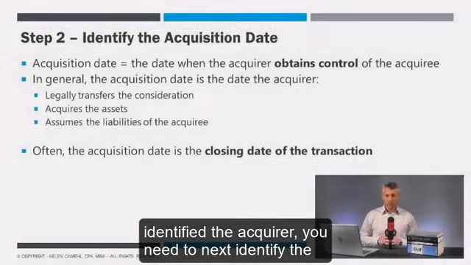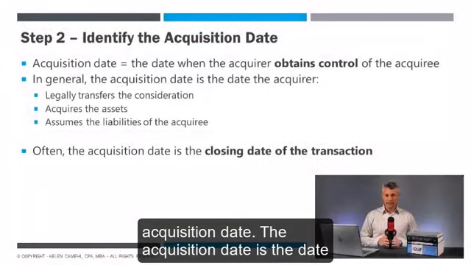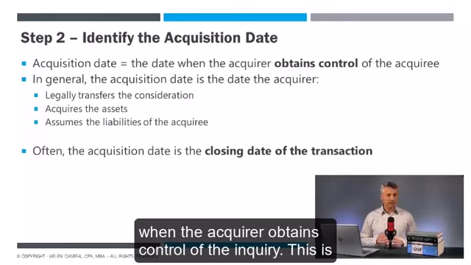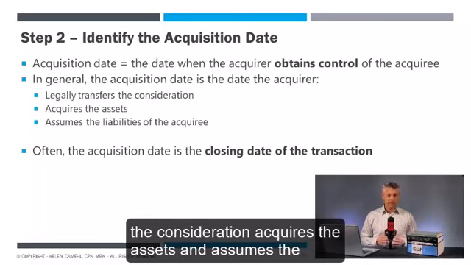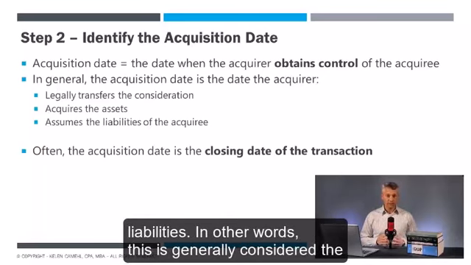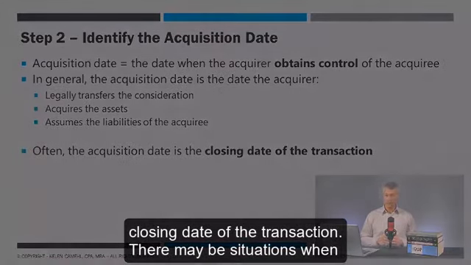Once you have identified the acquirer, you need to next identify the acquisition date. The acquisition date is the date when the acquirer obtains control of the acquiree. This is generally the date when the acquirer legally transfers the consideration, acquires the assets, and assumes the liabilities. In other words, this is generally considered the closing date of the transaction.